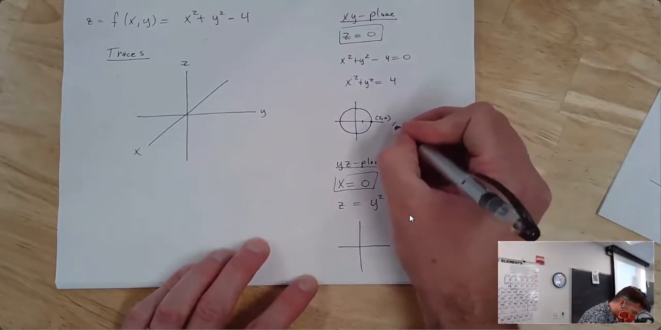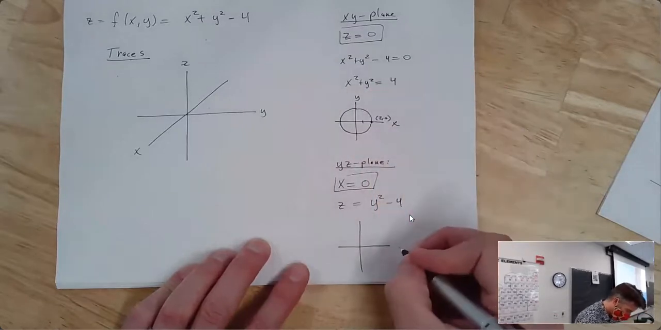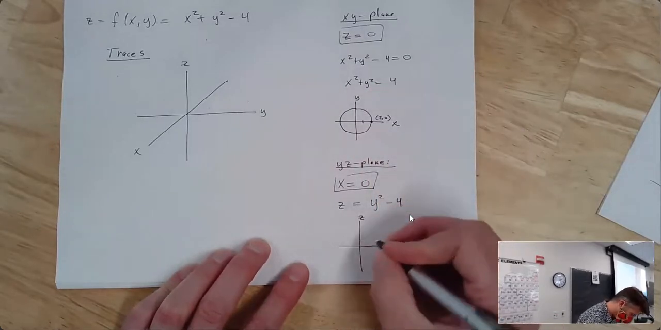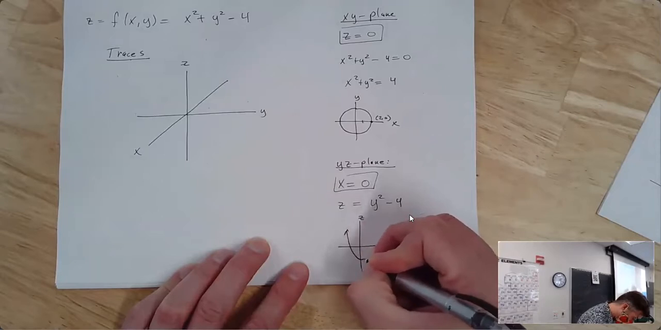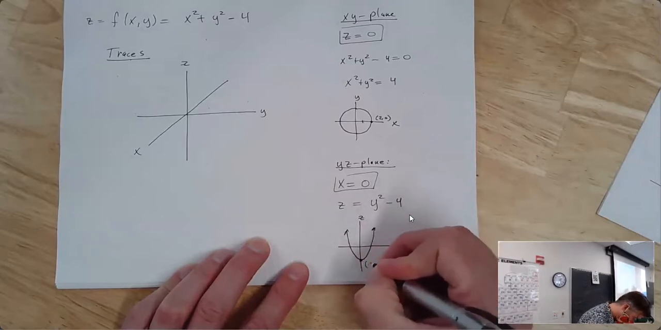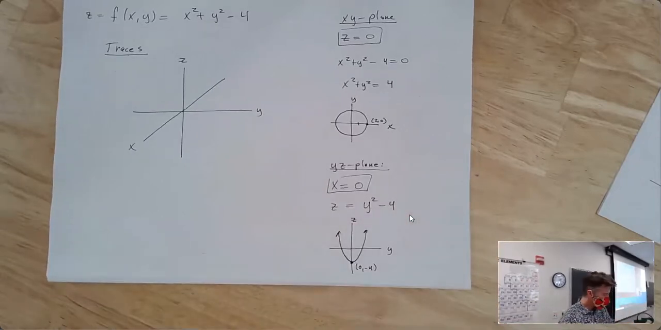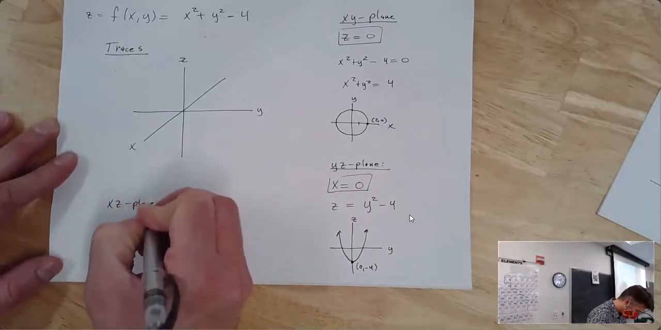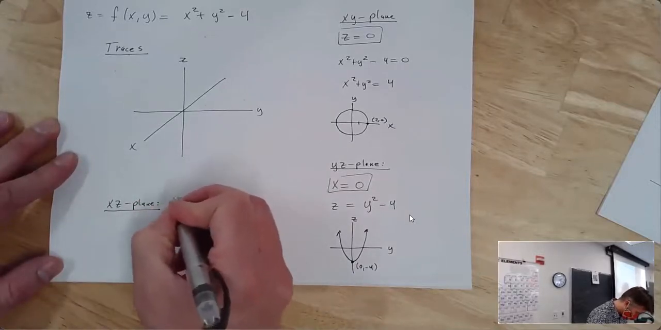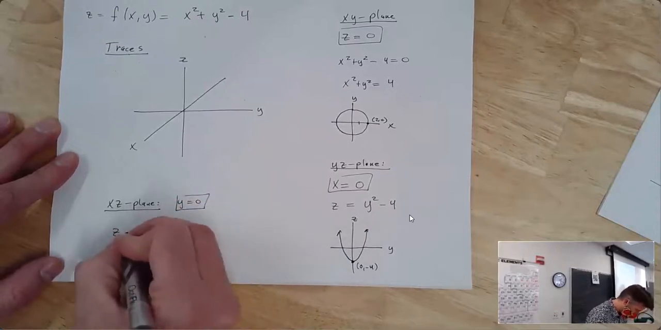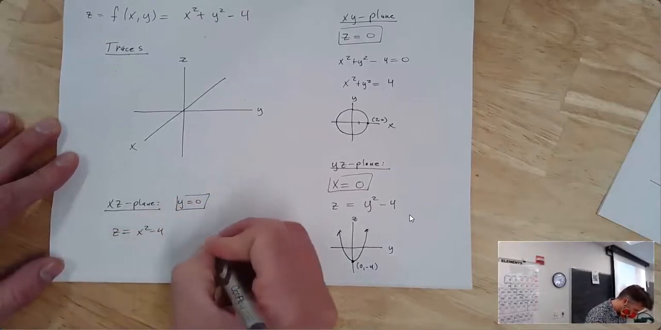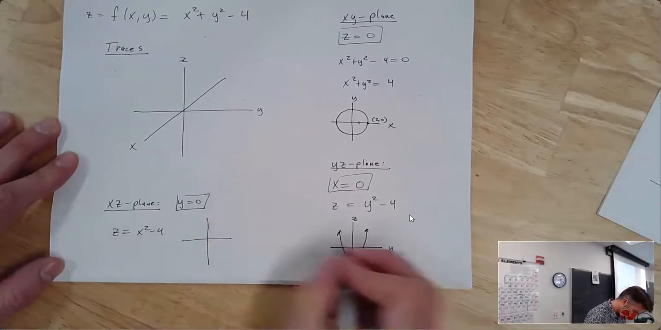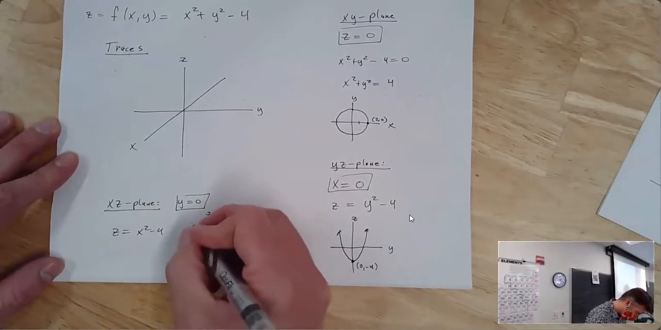I should be more specific. This is x, y. This is y, z. And we're going to get a very similar thing in the xz plane, where we set y equal to 0 and get z equal to x squared minus 4, which literally looks the same as the other one.